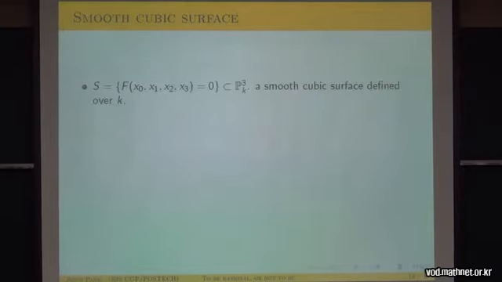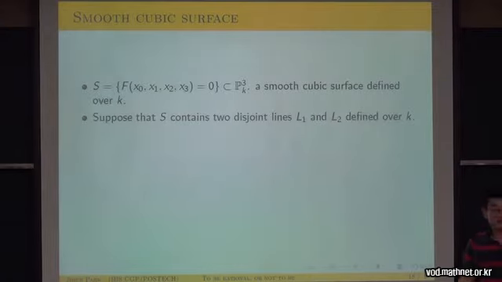Cubic surface: your ambient space is P3. And you have a cubic homogeneous polynomial. So 4 variables, and each monomial has degree 3. And suppose your surface S has 2 disjoint lines defined over K.